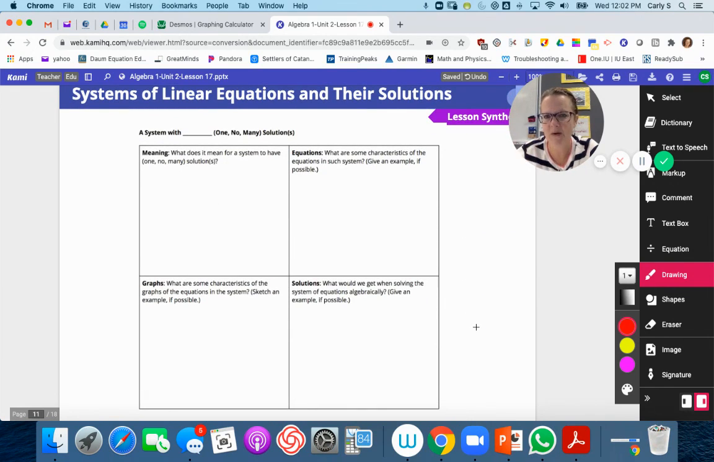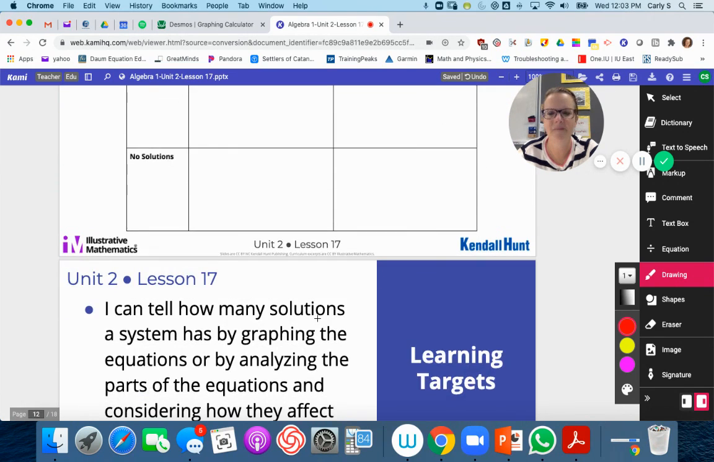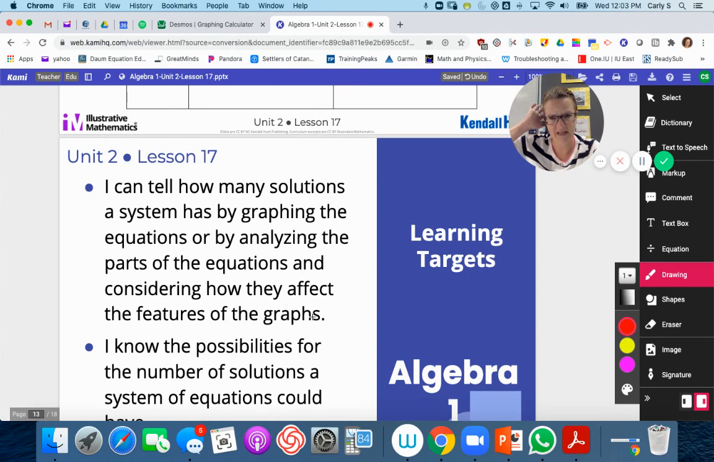All right, a system with, we can fill this out. What does it mean for a system to have one, no, many solutions? Okay, we're going to pass this out. I'm going to do a handout in class. What are some characteristics of the equations, graphs, solutions? We'll hand this out in class when we're together.